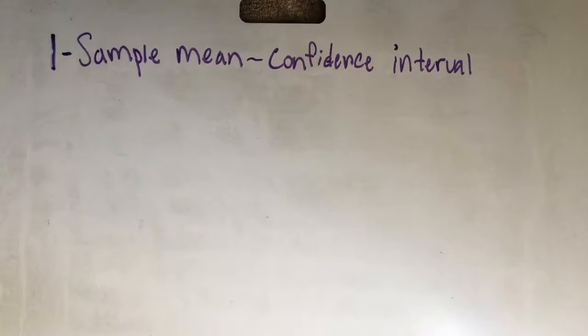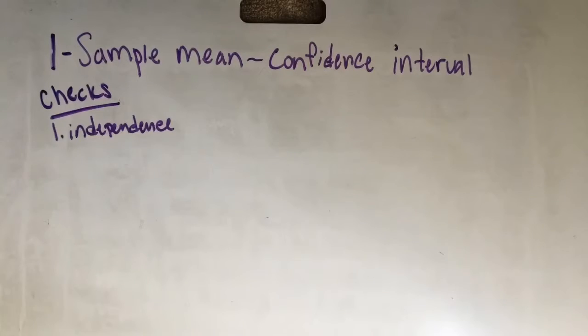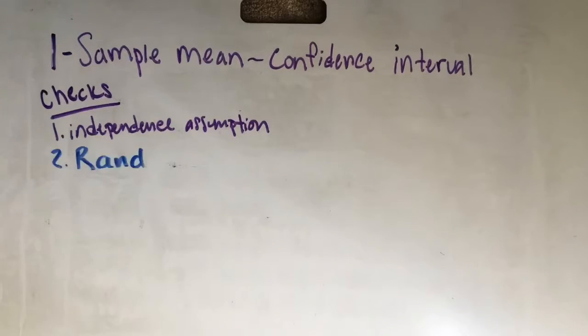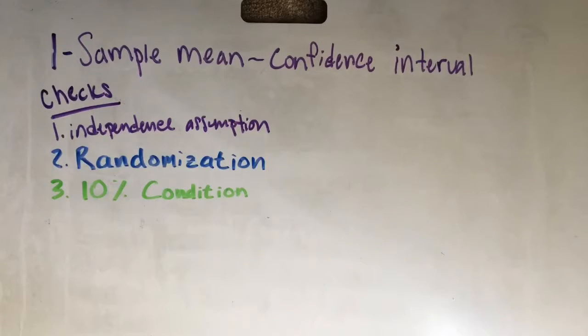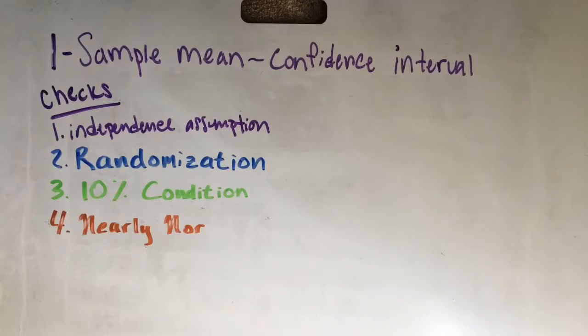We'll start by explaining one sample mean's confidence interval. Step 1 is the checks. The first check is the independence assumption. The second check would be randomization. The third check is the 10% condition, and the fourth check is the nearly normal condition.